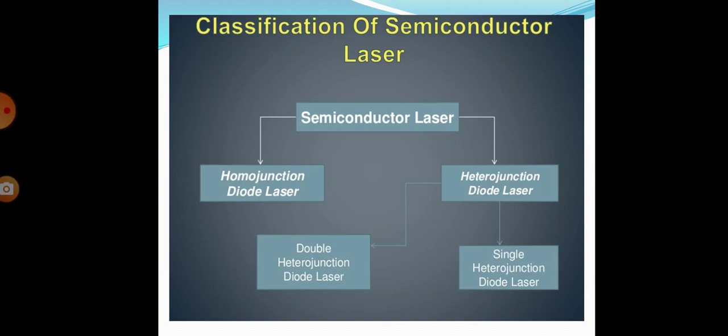Classification of semiconductor laser. The semiconductor laser is classified into homojunction diode laser and heterojunction diode laser. Here, homojunction means only one junction. Heterojunction means a number of junctions. The heterojunction diode laser is further classified into double heterojunction diode laser and single heterojunction diode laser.